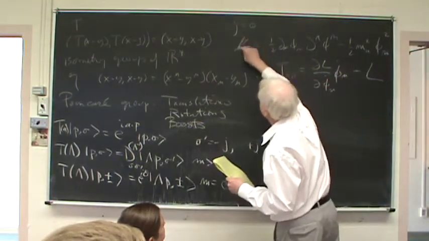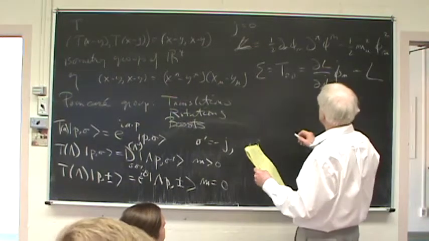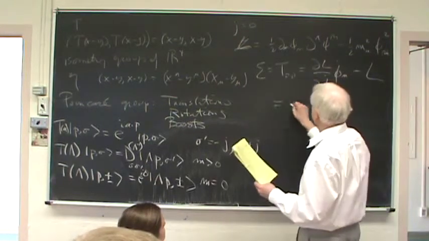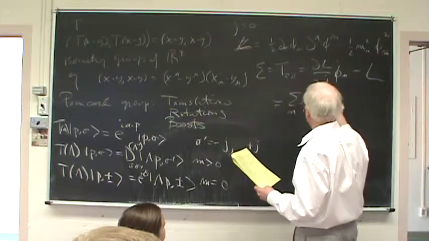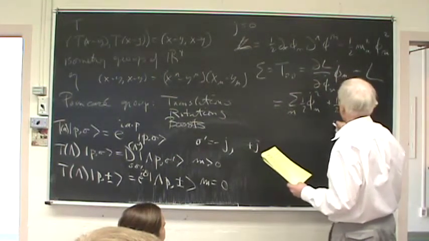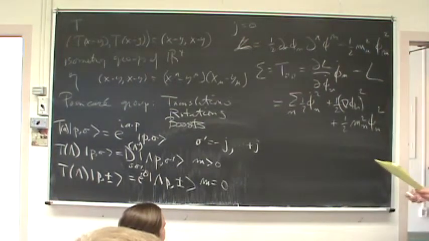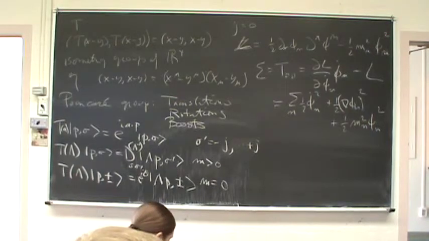Well, I'm going to just write it as L rather than script L. And this turns out to be quite simple. Namely, it's just the sum over n of a half phi n dot squared plus a half grad phi n squared plus a half m_n squared phi n squared. So that's what the energy density is. So this is a spin zero case, and as you can see, it's manifestly positive, and there are no puzzles.